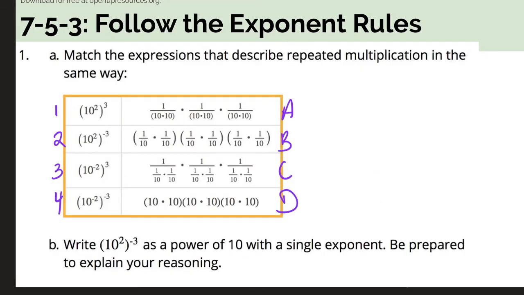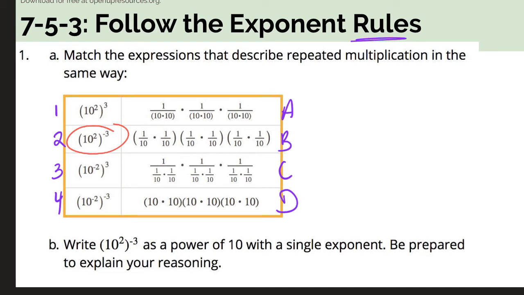Okay, in our next activity, we're going to use our exponent rules to match some things up. I have numbered the left-hand column and lettered the right-hand column just to make things a little bit easier. I'm going to do one of these with you, and then you're going to try them on your own. The one we're going to do together is number 2.